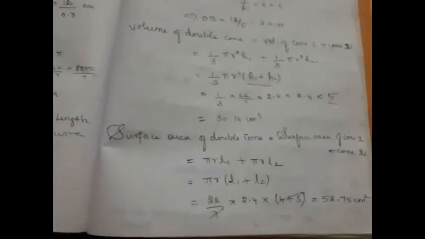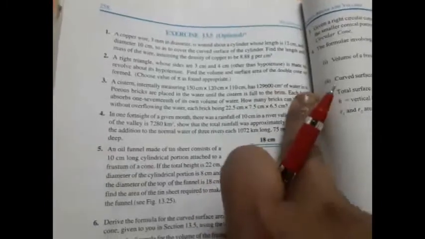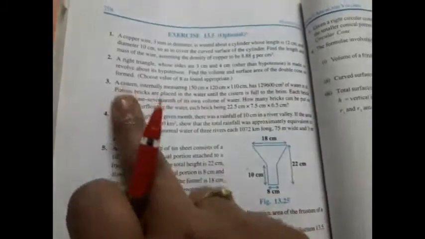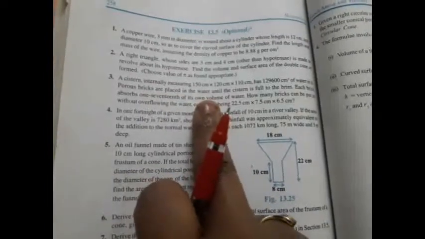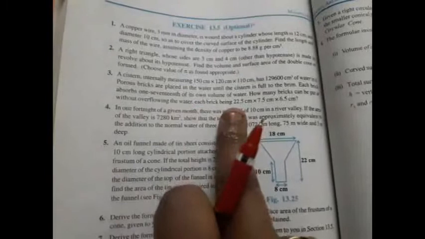Let us move on to the third question now. We are in the third question. A cistern internally measuring 150 centimeter cross 120 centimeter cross 110 centimeter has 129600 centimeter cube of water in it. Porous bricks are placed in the water until the cistern is full to the brim. Each brick absorbs 1/17 of its own volume of water. How many bricks can be put in without overflowing the water, each brick being 22.5 into 7.5 into 6.5 centimeter?